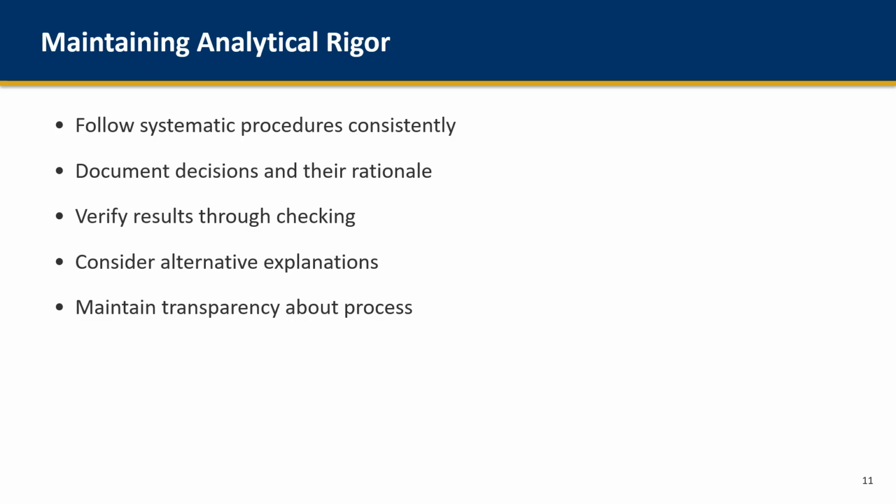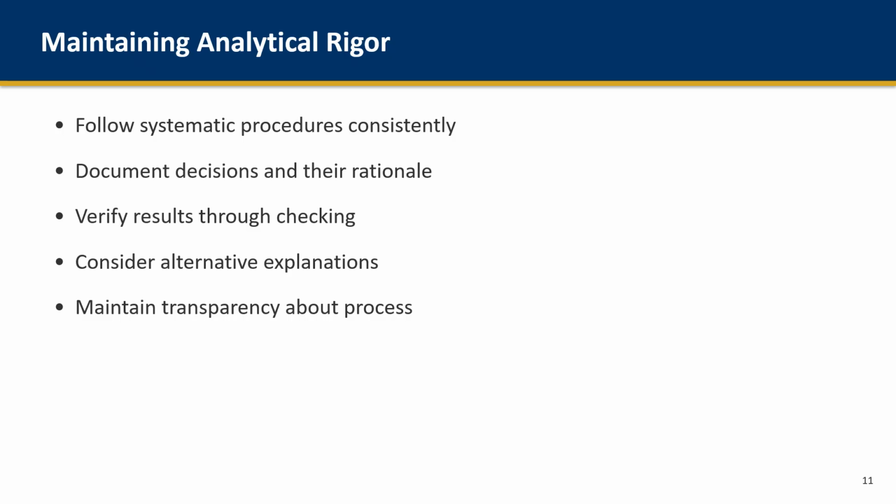Document decisions and their rationale throughout analysis. Why did you exclude certain observations? Why did you combine these codes into a theme? What alternatives did you consider? Documentation creates the audit trail that enables others to evaluate your work and allows you to reconstruct your own reasoning.